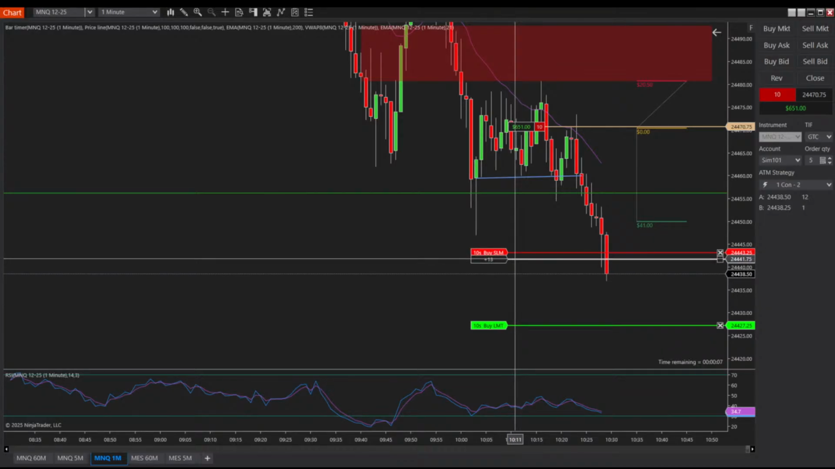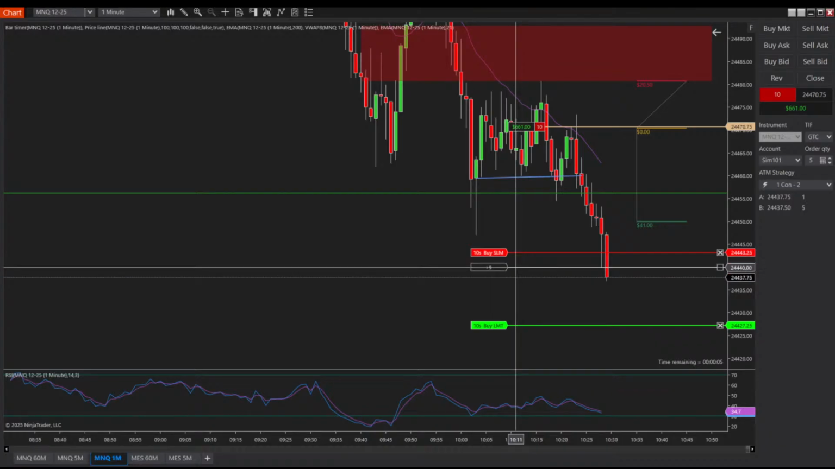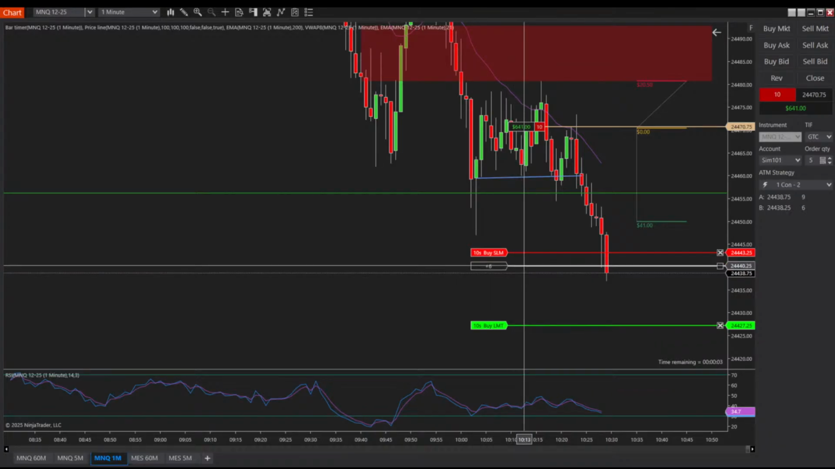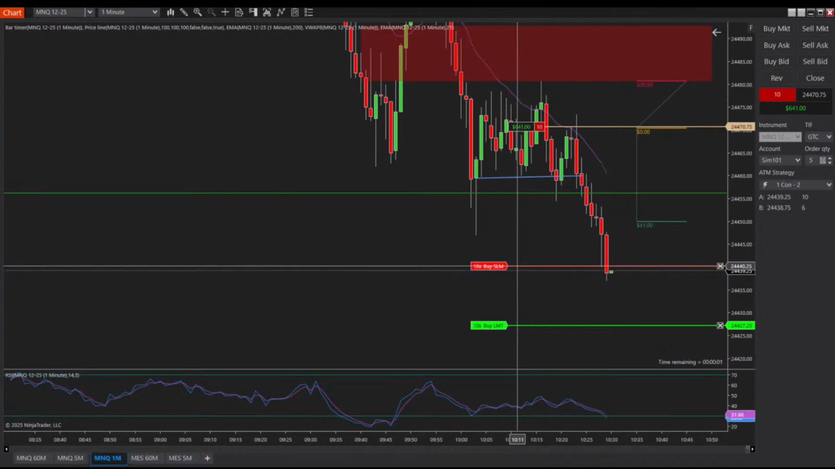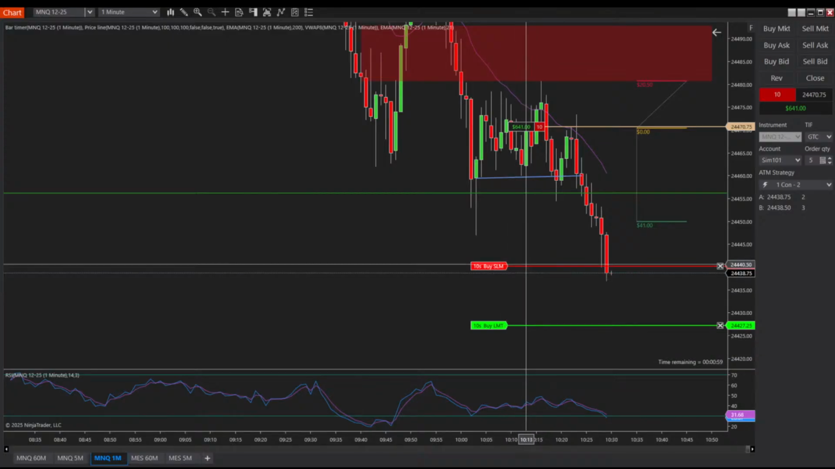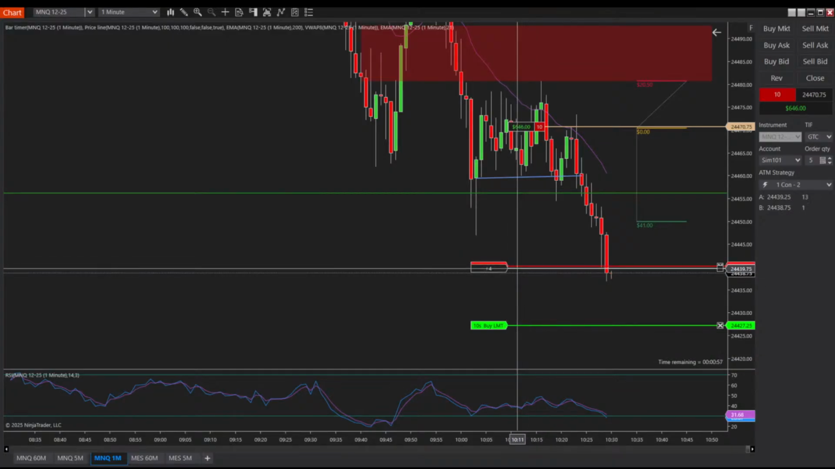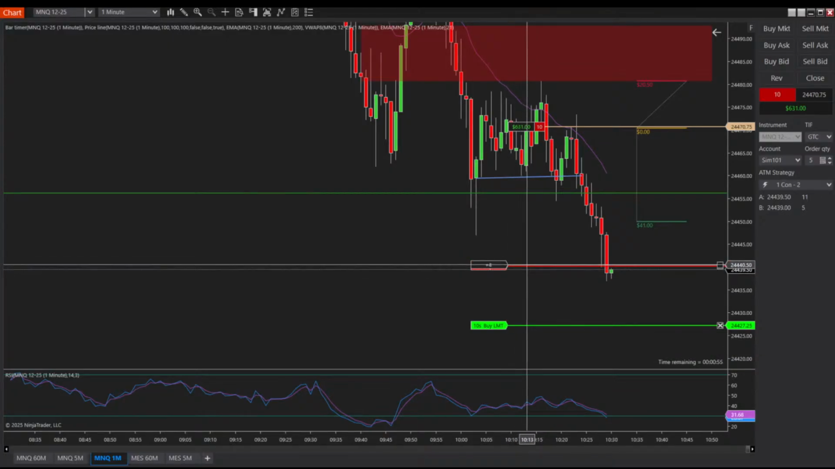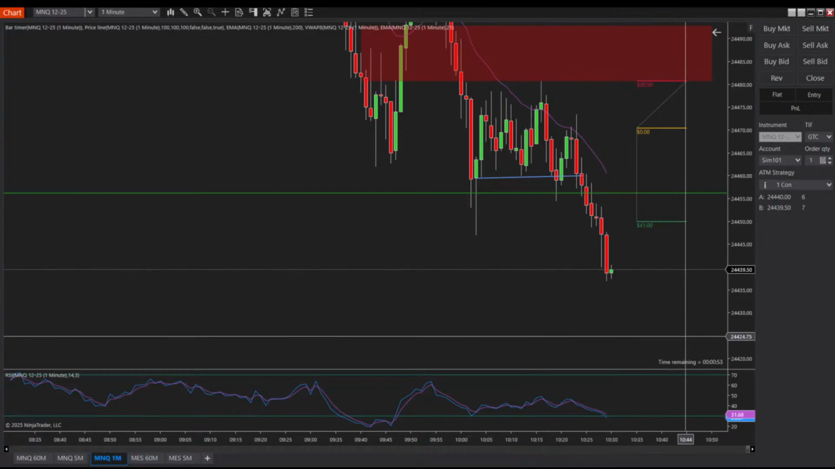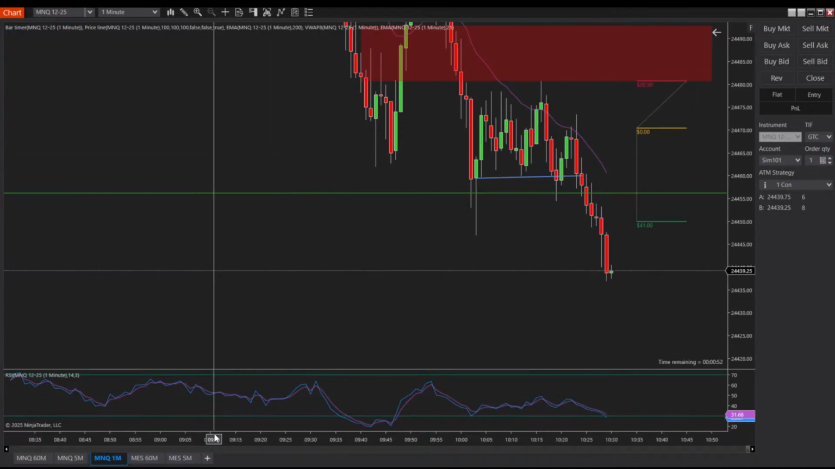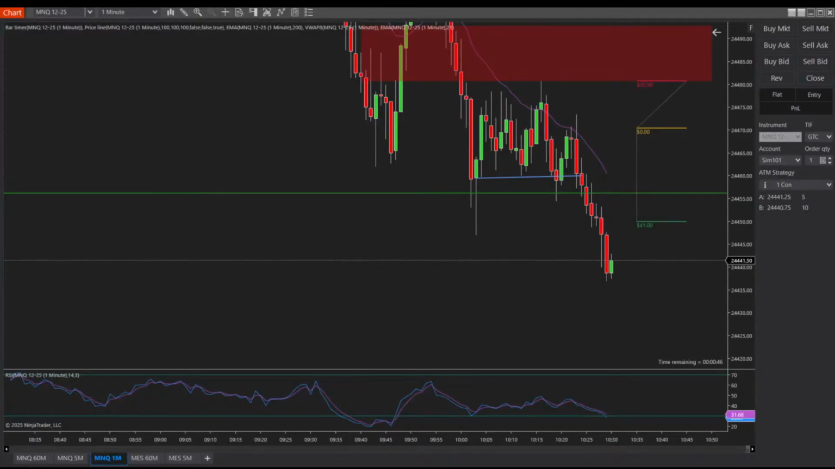Beautiful move down. A lot of strength on the sellers. Beautiful, we're up 6. I think I might close it here. Hold my stop there, trailing it. It continues to go. Up, boom. Out at 600. 600 on that simulator account.